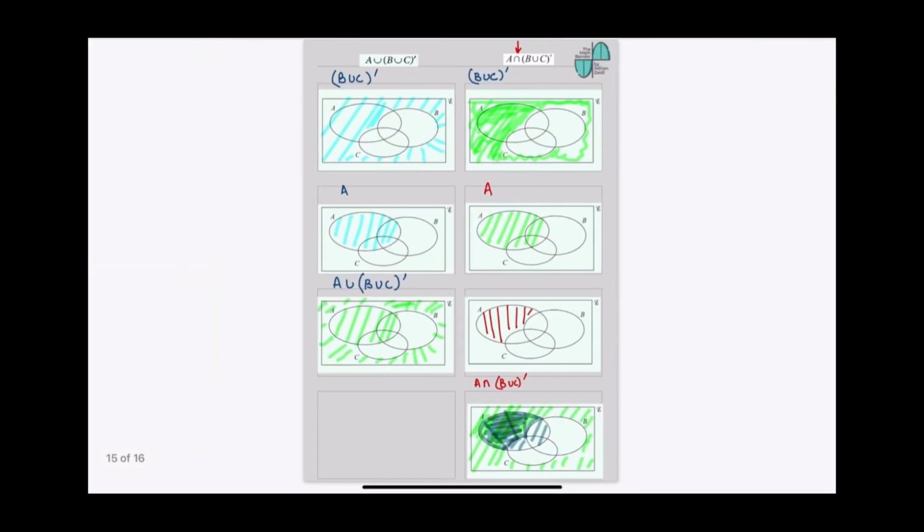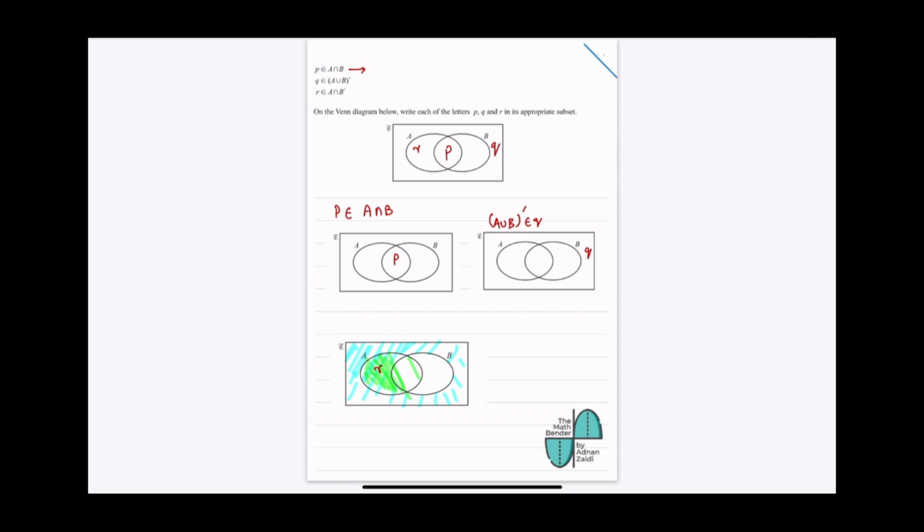So this is all about complements and their Venn diagram representation. In my next session, I'll talk about word problems related to sets and Venn diagrams. That will be the last session.